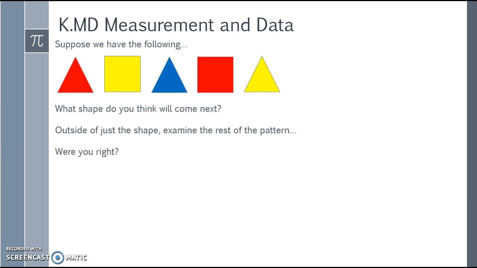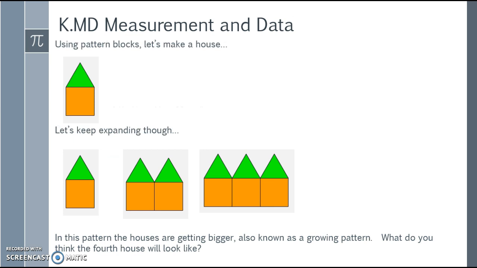Did you guess the large yellow triangle? Another way of looking at patterns is, let's say we have pattern blocks and let's make a house. So we're going to use a square with a triangle on top and the square is on the bottom. At this point we can also talk about arrangement, where things are located: above, below, on top, underneath, next to, etc. Let's keep expanding.